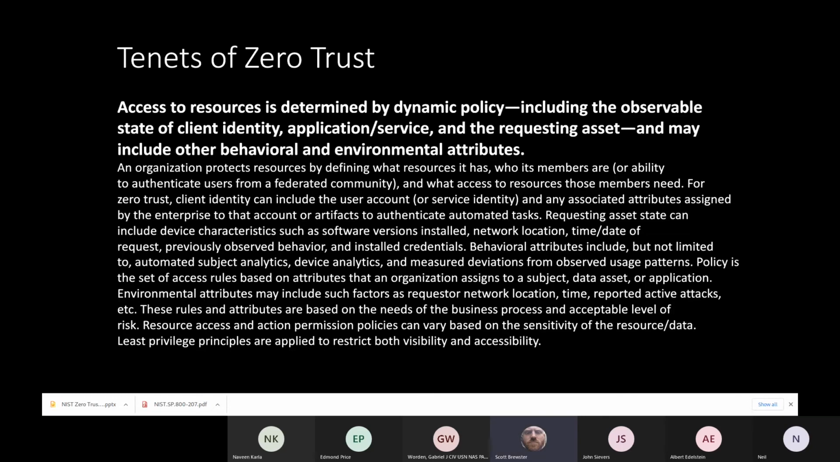Resource access and action permission policies can vary based on the sensitivity of the resource data. Least privilege principles are applied to restrict both visibility and accessibility. So visibility is, hey, it looks like something is out there.